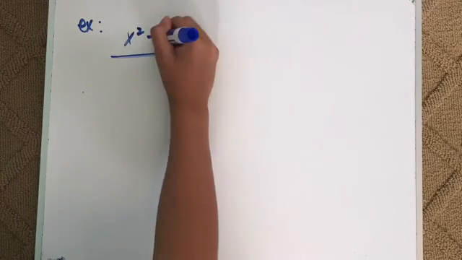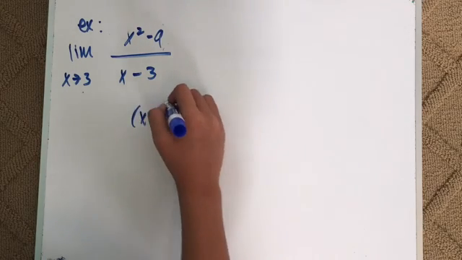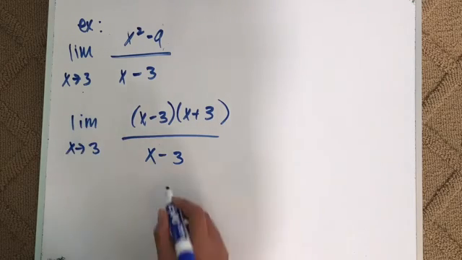Let's try some examples. x squared minus 9 over x minus 3 as x approaches 3. By looking at this function, we can factor the numerator. So we have x minus 3 times x plus 3 over x minus 3.